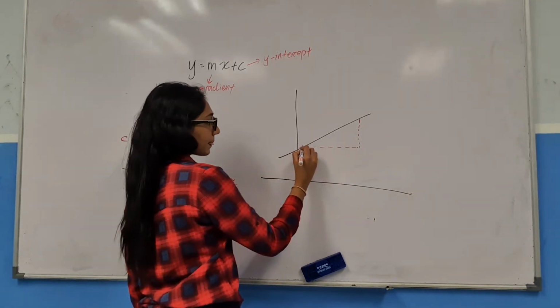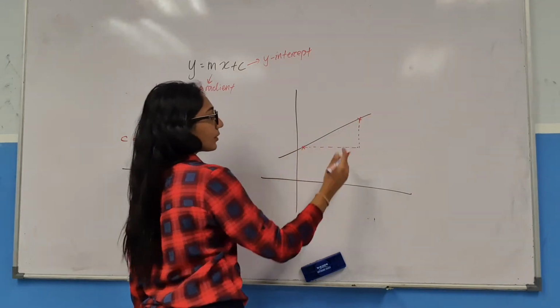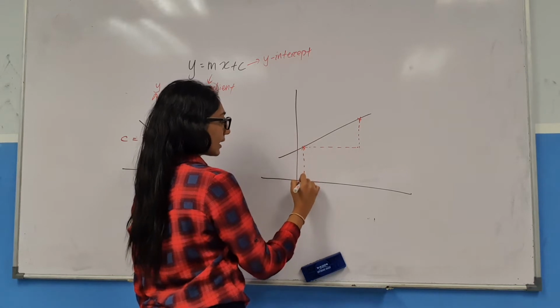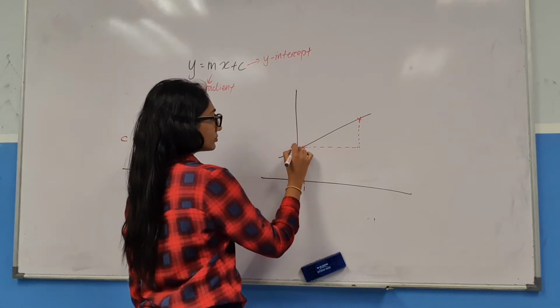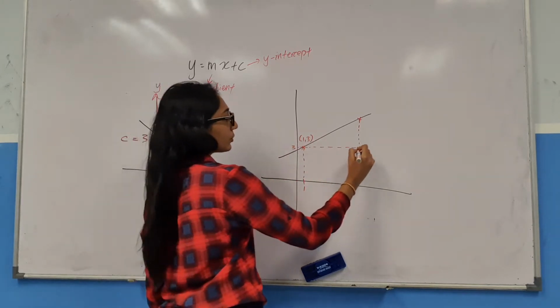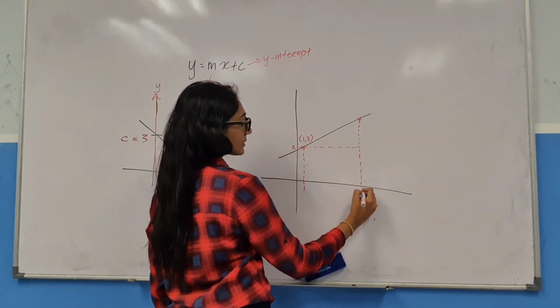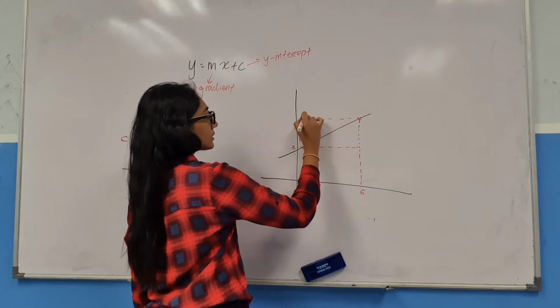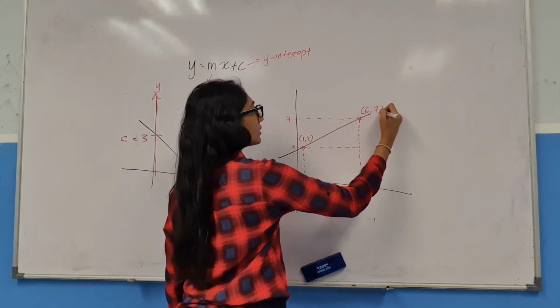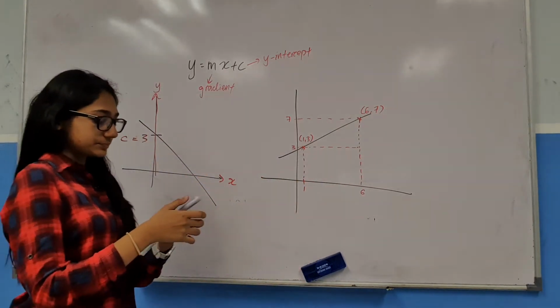Okay? Then, from this point to this point. So this point will have a coordinate, let's say 1, 3. This point will have a coordinate, let's say 6, 7. Okay?